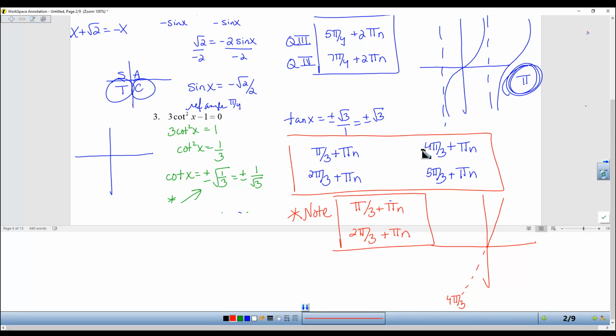So this would be redundant. If you're at pi thirds and you add pi n, you've already got this one covered and you don't need to say it. Similarly, if you're at 2 pi thirds and you add pi, where are you? You're at 5 pi thirds.